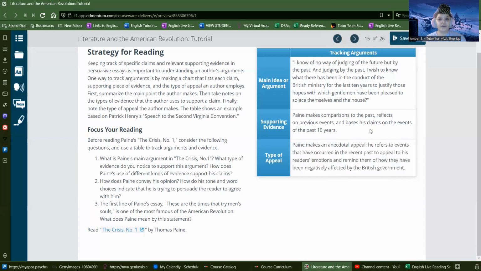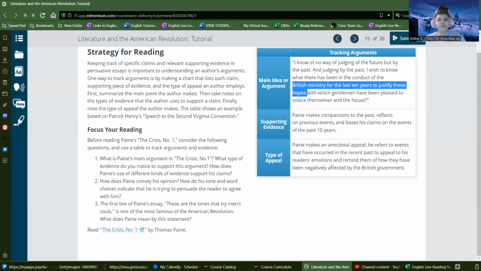So this is kind of how they want you to keep track of the arguments that are in here. You're going to quote what the argument is if you're doing this chart. You're going to identify what the evidence is. And see, he wrote this very smoothly. He references what has there been of the conduct of the British ministry in the last 10 years to justify those hopes, right? He adds that in so smoothly that you almost don't think it's an argument, but it is.